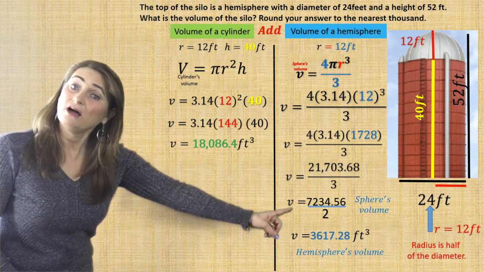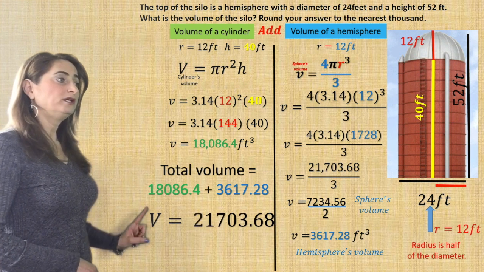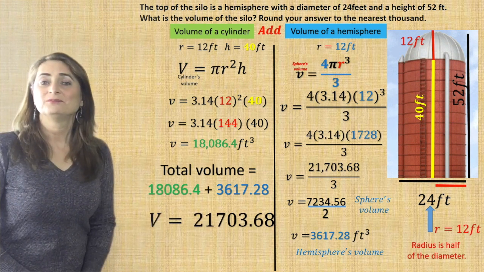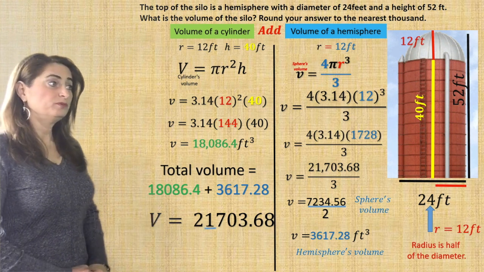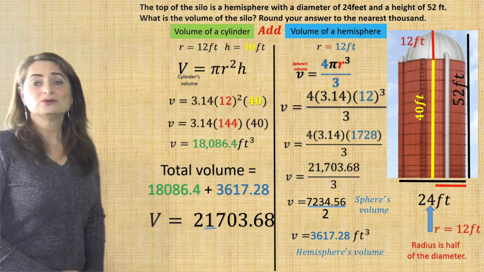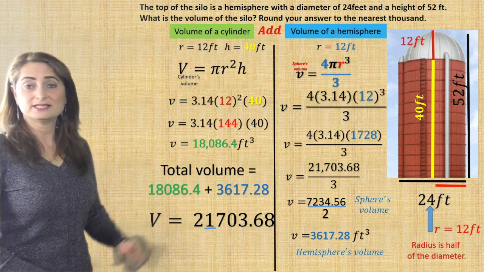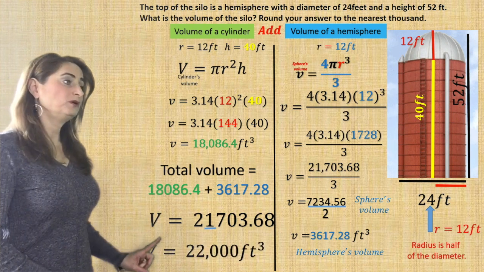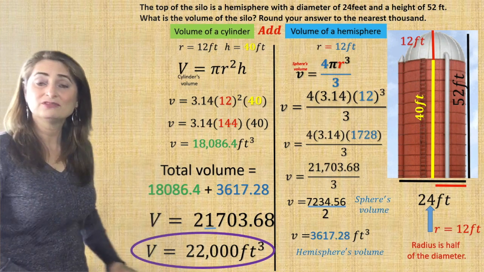This is the volume of the hemisphere. Add them up, will give you 21,703.68, but I need to round this to the nearest thousand, and the thousand place would be the 1. To decide whether that 1 goes up or stays the same, I look at the number right after that, which is the 7. Since it's more than 5, then the 1 goes up 1, you end up with 22,000 cubic feet. And that is the volume of the whole silo.